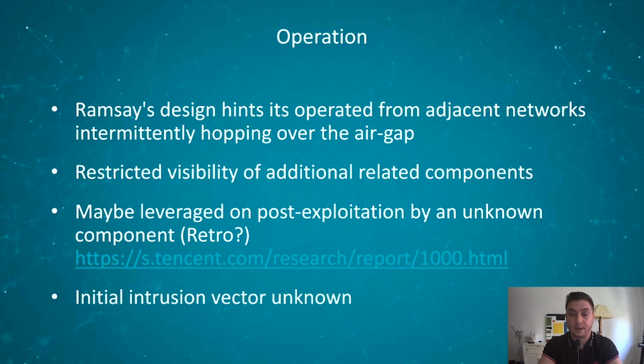Also, based on our hypothesis that Ramsay operates within adjacent networks, there must have been an initial intrusion vector to these adjacent networks, which is also unknown.